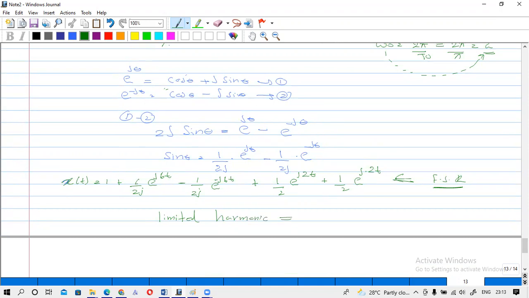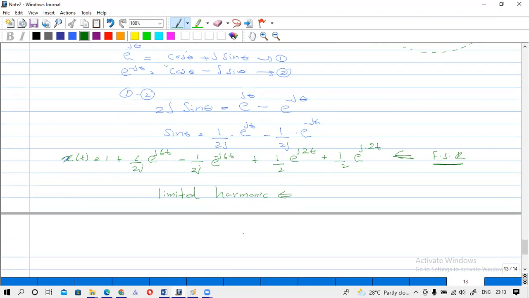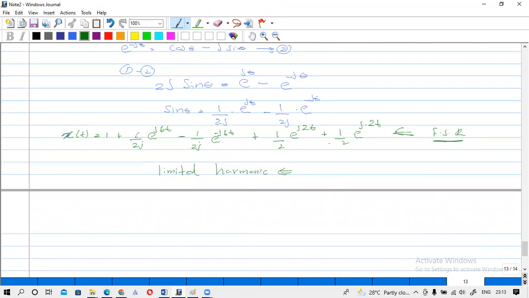Okay, we have limited harmonics. Let's see what harmonics are available. You can see that this is the DC component, that is the zeroth harmonic. So here the DC component is there, that means the zeroth harmonic is there. What about the other harmonics? You have to estimate them. You have to see what harmonics are there: the first harmonic, second harmonic, third harmonic. But here you can't see it directly.